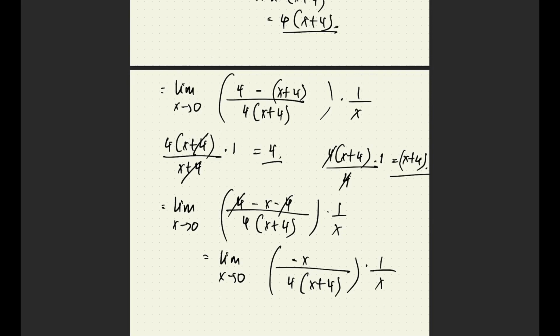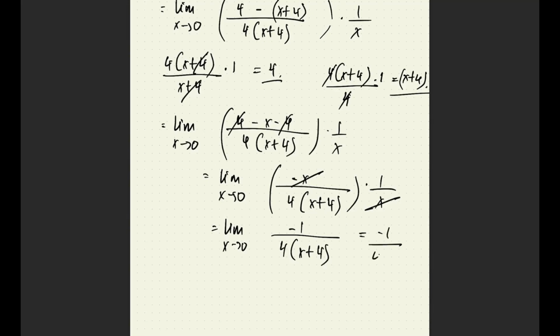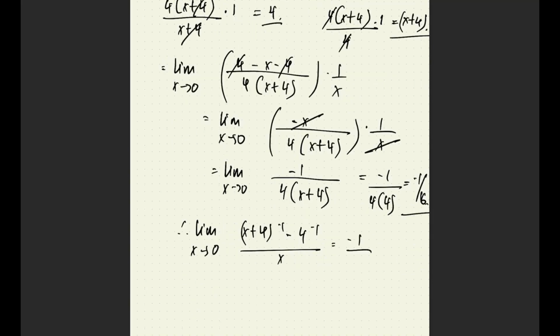At this point, even if we plug in, we're going to get 0 over 0. But what we can do next is simply cancel this x with the minus x. So that gives us the limit as x approaches 0 of minus 1 divided by 4 times (x plus 4). And now if you plug in, you're going to have minus 1 divided by 4 times 4, so that gives you minus 1 over 16. So therefore, the limit as x approaches 0 of the function is equal to minus 1 over 16.